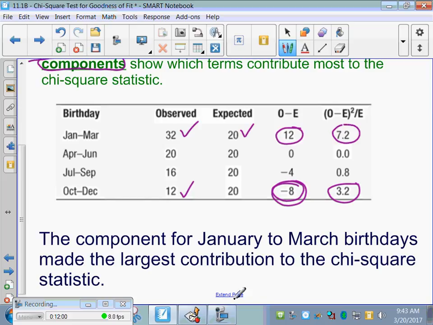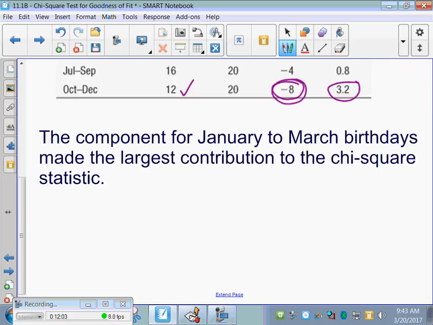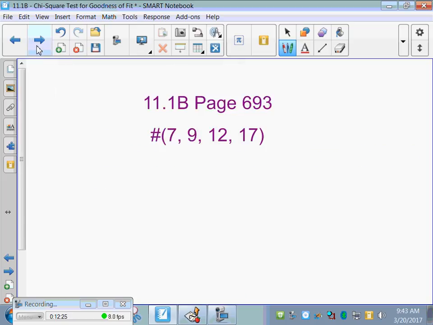So the component for January to March birthdays made the largest contribution to the chi-square statistic. That's your follow-up analysis. It's like one sentence, and it's just which component made the biggest difference. You can say one or two of them, all right? You can say that January through March made the biggest difference, and then the end of the year, October through December. Make sense? That's it. Okay.